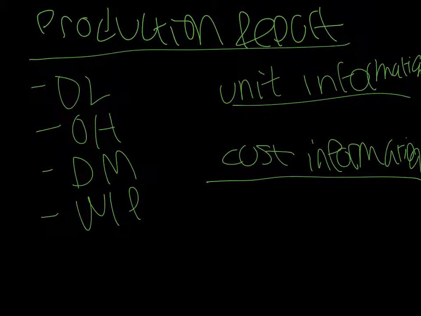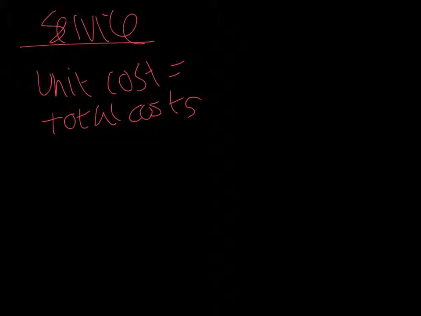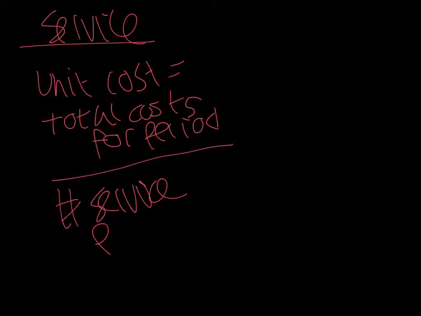These help account for manufactured costs in each different subsequent account. Next, I will discuss the two different types of firms, service and manufacturing, that use production reports. Service firms are firms that process unit cost, which is equal to total cost for the period divided by the number of services provided.